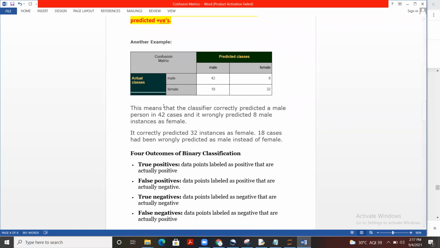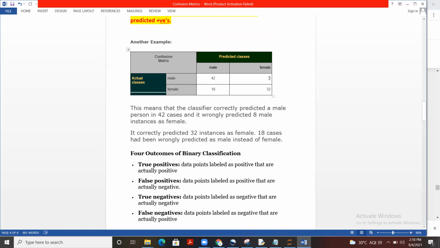We have actual classes and we have predicted classes. In the actual classes, we have two categories, male and female. And for the predicted classes, we are going to predict male and female based on certain data using any classification algorithm. So the very first case was our TP, the true positive. True positive means 42 times the classifier correctly predicted a male person.